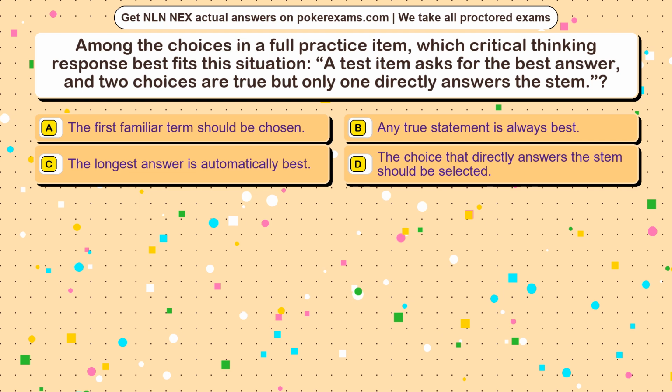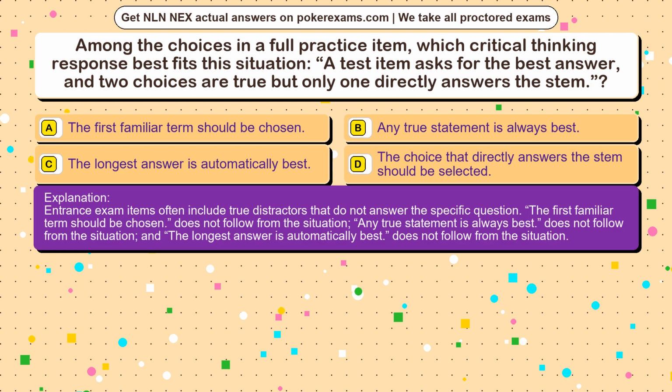The correct answer is option. Entrance exam items often include true distractors that do not answer the specific question. The first familiar term should be chosen does not follow from the situation. Any true statement is always best does not follow from the situation. And the longest answer is automatically best does not follow from the situation.